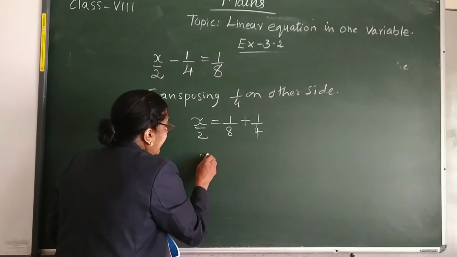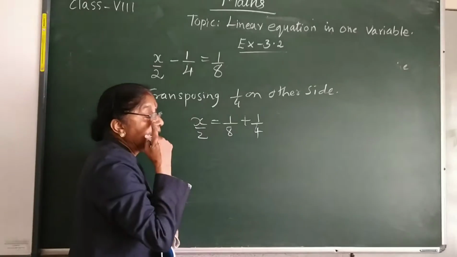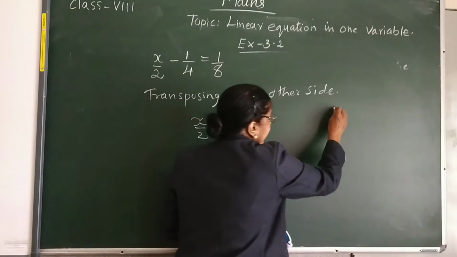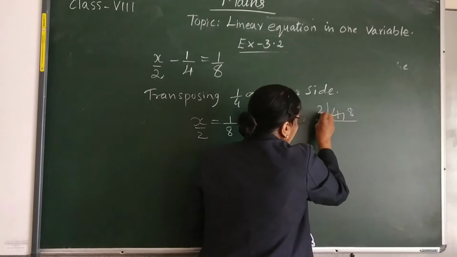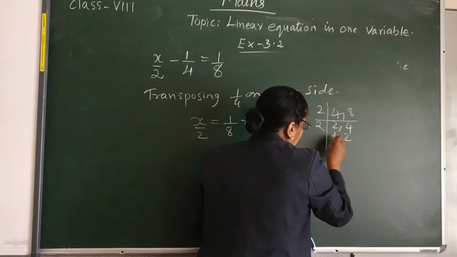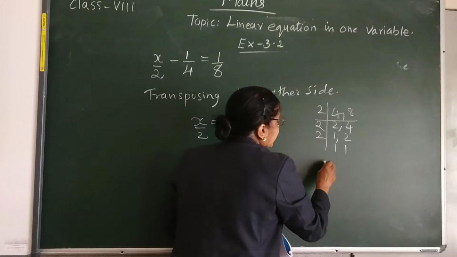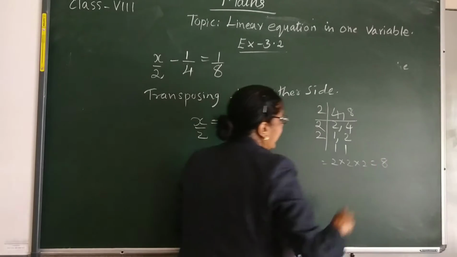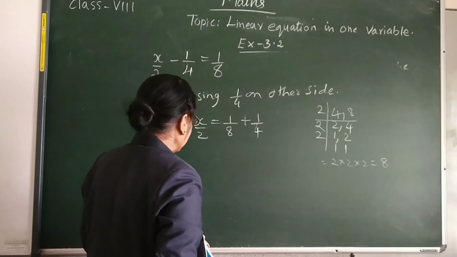Now here 8 and 4 are there. We cannot add them, the denominators are different. So we have to find the LCM of 4 and 8. 2 2s are 4, 2 4s are 8. 2 1s are 2, 2 2s are 4. 2 1s are 2. So how much did you get? LCM is equal to 2 into 2 into 2, which is 8. So we take 8 as the LCM.